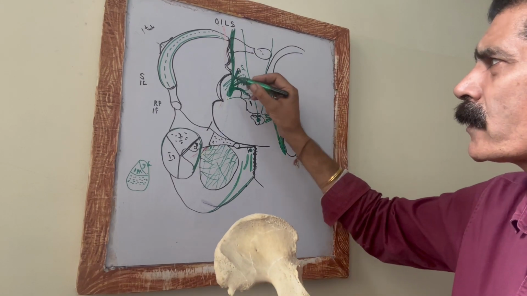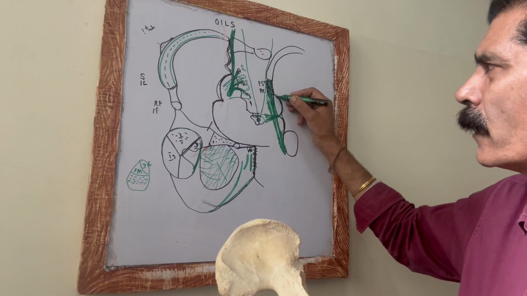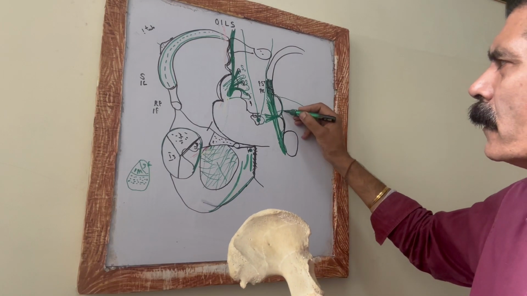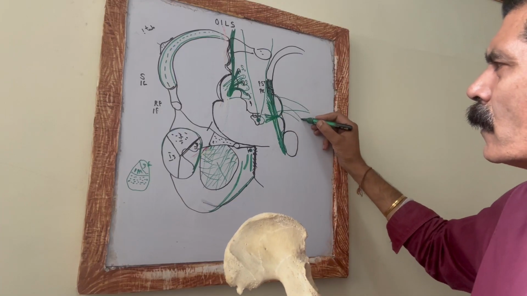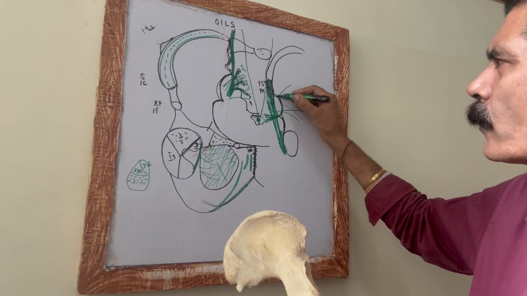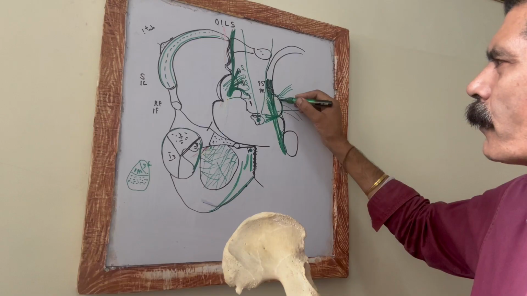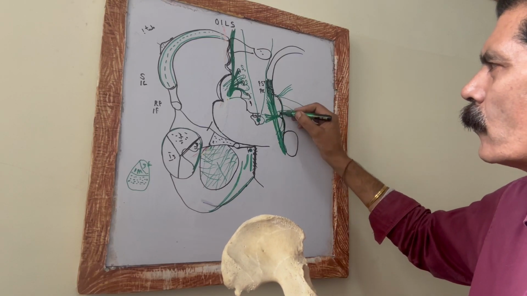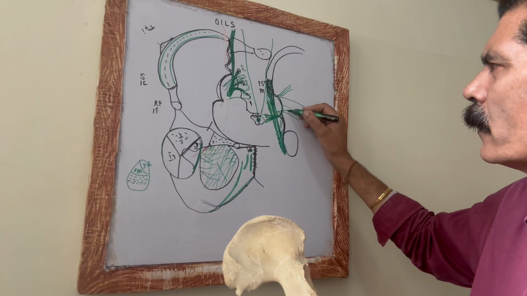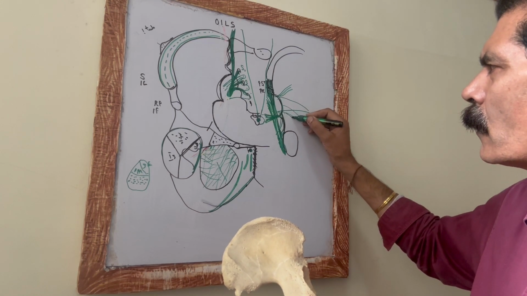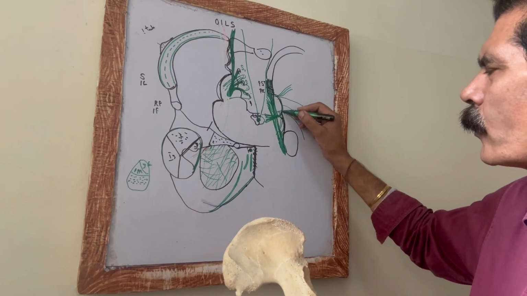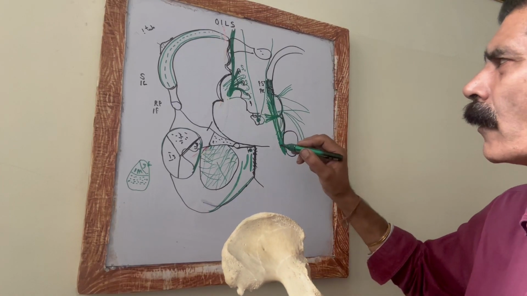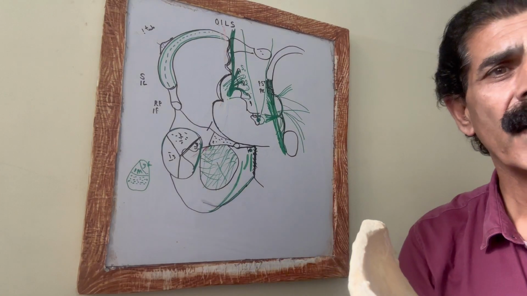Structures passing through the greater sciatic foramen are the piriformis, a pear-shaped muscle, and the sciatic nerve also passes through this. The superior gluteal artery, vein and nerve are related to the upper border of the piriformis, and the lower border of the piriformis gives rise to the inferior gluteal artery, vein, the nerve to quadratus femoris, and the posterior cutaneous nerve of the thigh also. So these are all the structures that pass through the greater sciatic foramen.